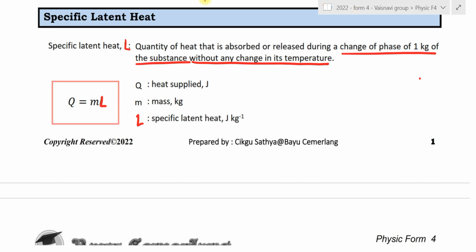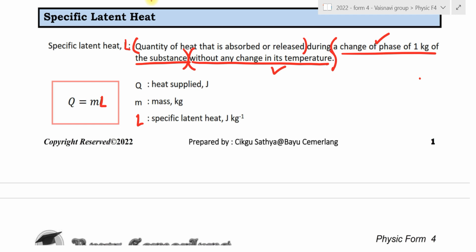This is the keyword. You break it down into 3 parts. Quantity of heat that is absorbed or released during a change of phase of 1 kg of the substance without any change in its temperature. Apa yang kena ubah, apa yang tak kena ubah. Senang saja. Specific latent heat is the heat that is released or absorbed during, apa yang berubah? Phase of matter, right? So, a change of phase of 1 kg substance, apa yang tak ubah? Temperature. Without any change in its temperature.